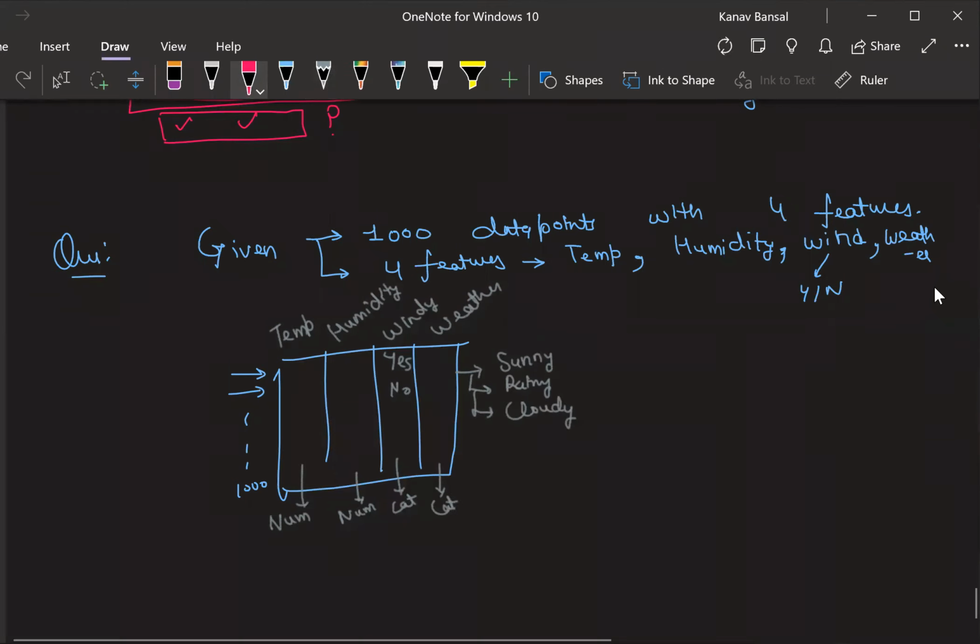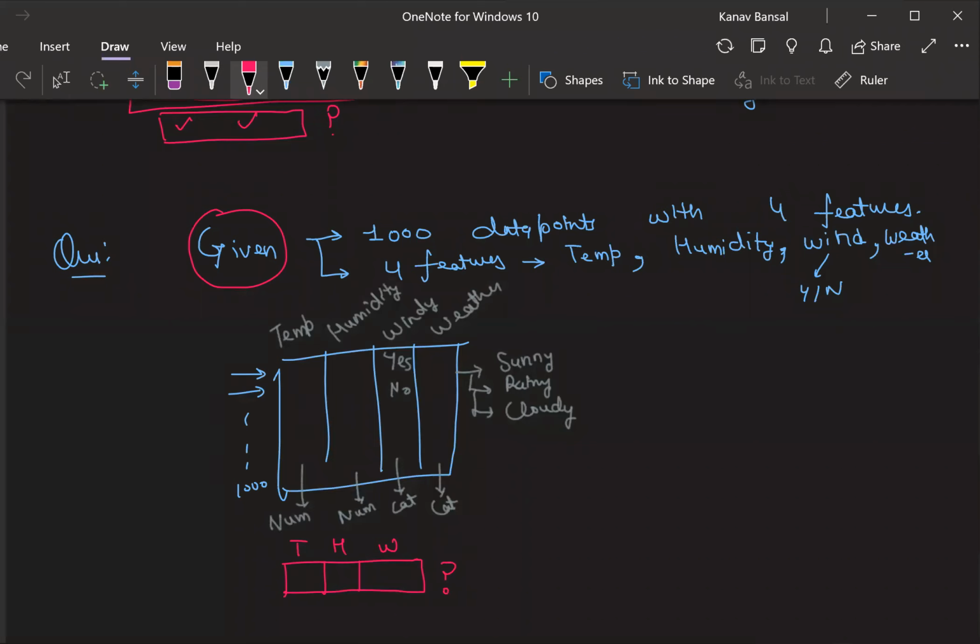Now my requirement is, given this entire data, in future I will get some data which will contain temperature, humidity, and windy. I have to guess what the weather is. Now can you tell me what kind of algorithm should I use on this data?